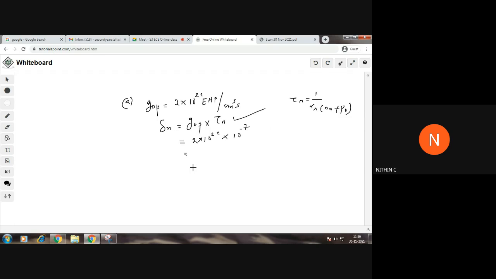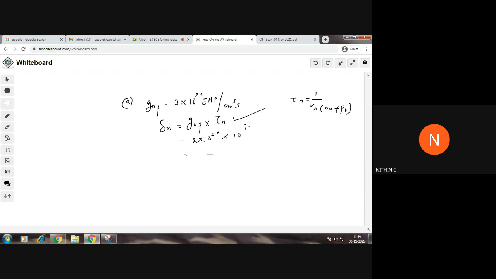Very simple expressions. Delta n is equal to G_OP into tau n. Tau n is equal to 1 by alpha r into N0 plus P0. These are the two expressions that you require for doing any problems from this part. If you know these two expressions well, you can directly multiply and find the answer.